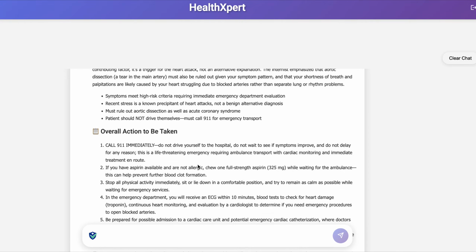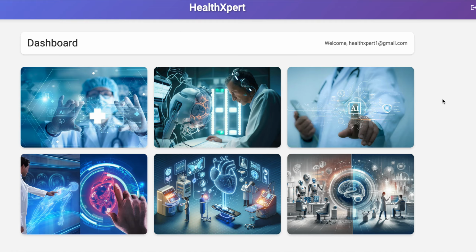Going back to our presentation, Health Expert is designed to empower both the public and physicians to deliver better and faster care. By leveraging cutting-edge technologies such as agentic AI and collective intelligence, HealthXpert is redefining modern healthcare through smarter decision-making, improved patient outcomes, and seamless collaboration between the public and medical professionals.